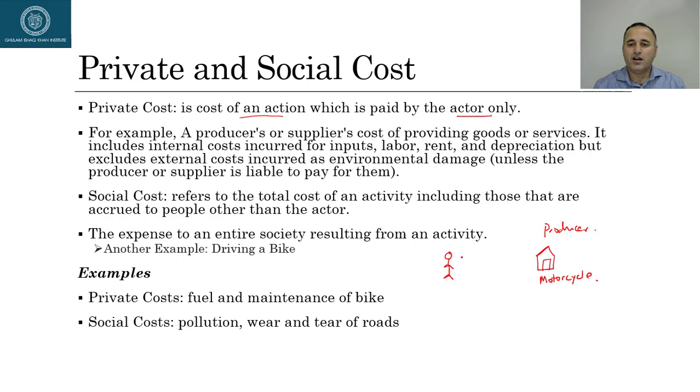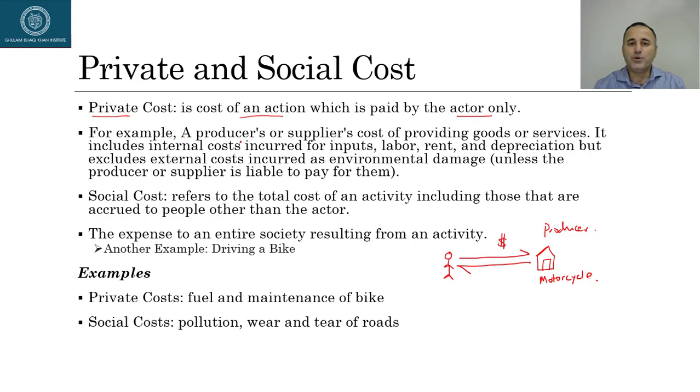This consumer goes here, pays some money to the producer, and the producer gives him or her a motorcycle. So for the producer, this transaction entails only what they call private benefit. For the consumer, it entails private cost. It's only limited to the actor, only limited to the people or organizations involved in this transaction. That's why they're called private costs or private benefits.